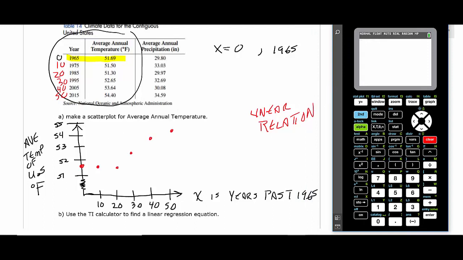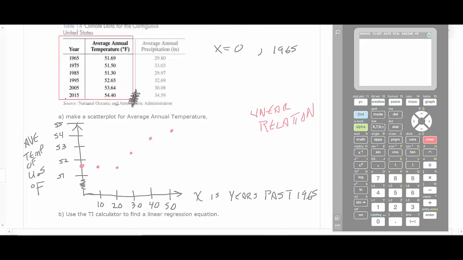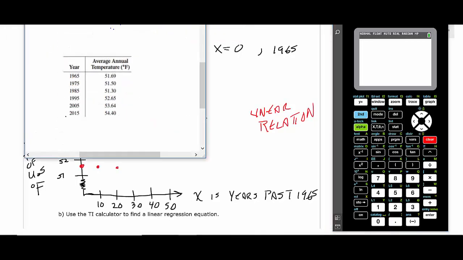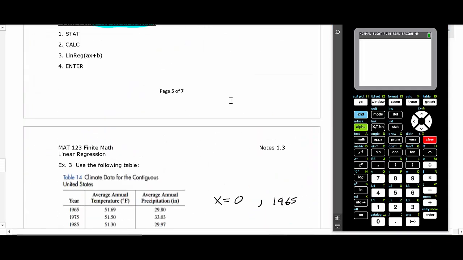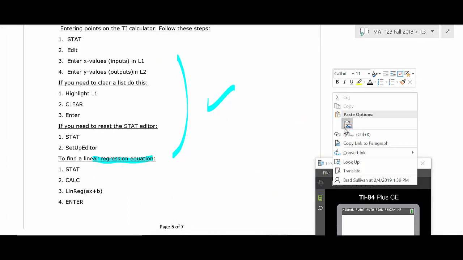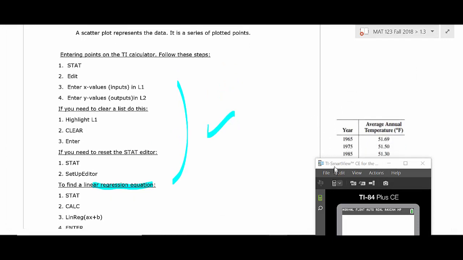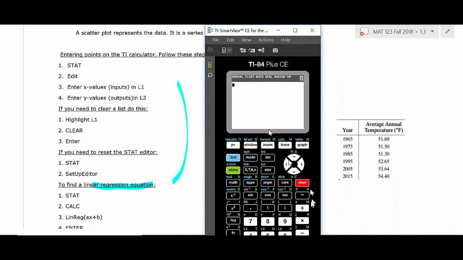So what I'm going to do is take a little snapshot of this table that we need, and then I'm going to go to the previous page so you can refer to these steps as we do this. Okay? So I'm going to scroll back up to this page, and we're going to follow these steps. And if you didn't bring your calculator, you're going to need to know how to do this outside of class. Okay, so here's what you're going to do to begin with.